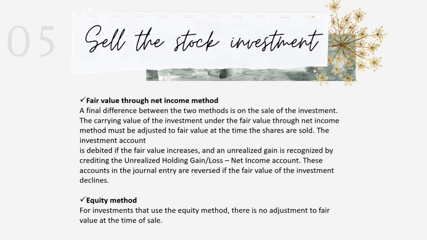The investment account is debited if the fair value increases, and an unrealized gain is recognized by crediting the unrealized holding gain or loss net income account. The accounts in the journal entry are reversed if the fair value of the investment declines. Second, equity method. For investments that use the equity method, there is no adjustment to fair value at the time of sale.